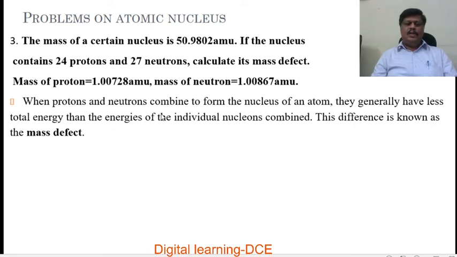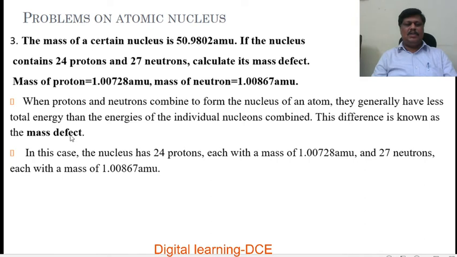When protons and neutrons combine to form the nucleus of an atom, they generally have less total energy than the energies of the individual nucleons combined. This difference in mass is known as the mass defect. So you already know this.